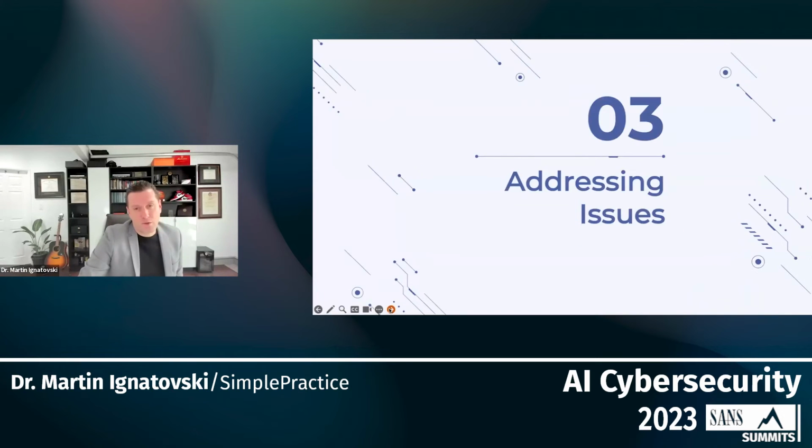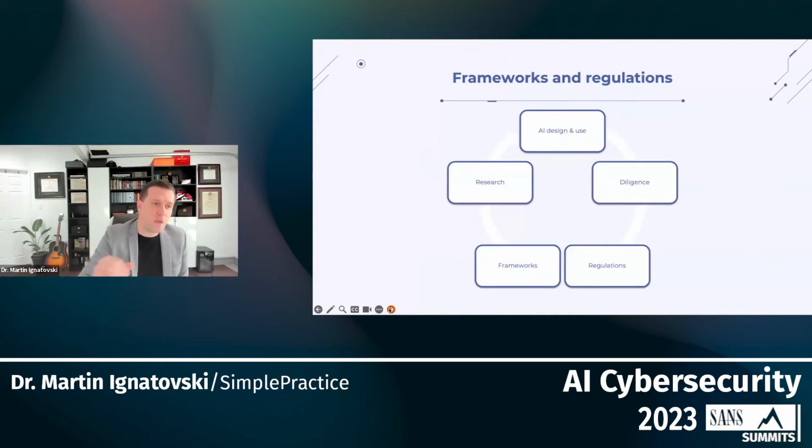So there are a couple ways to address issues and to really start thinking about them. There's still no set frameworks and regulations that you can use, but you can start thinking about it from a corporate perspective on how you can use it within your organization. It all starts with AI design and use. Whether you're deploying your own models, training your own models, or deciding to use commercial models, you have to design appropriate components. Do your diligence, look at the regulations surrounding you, what frameworks are available to you, and then start doing research around it. So this is a cyclic process because you want to ensure that you cover all of these components.